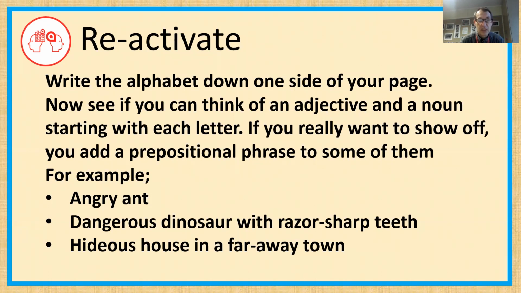So pause the video now, write down the alphabet down the left-hand side, do an adjective starting with each letter, do a noun starting with each letter, and then for some, add a prepositional phrase to make an expanded noun phrase. Okay? Have a go at that, and again, I look forward to seeing the photographs of your attempts. Well done. Okay, let's move on.